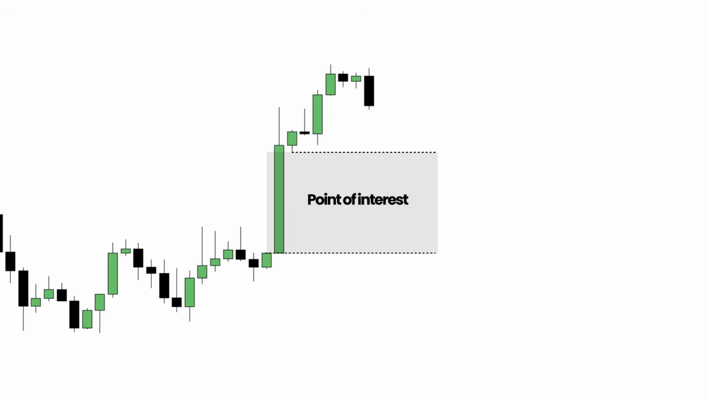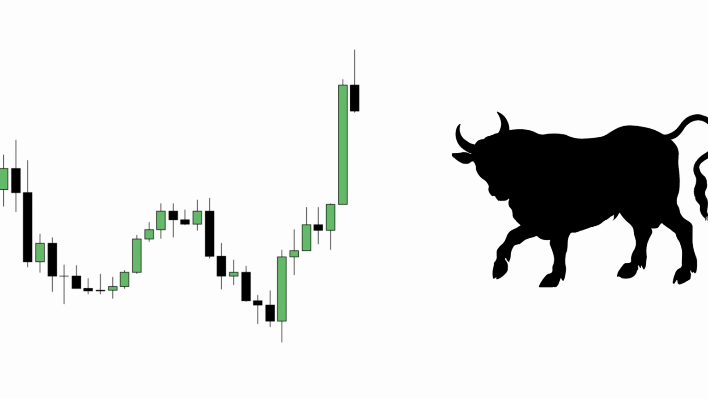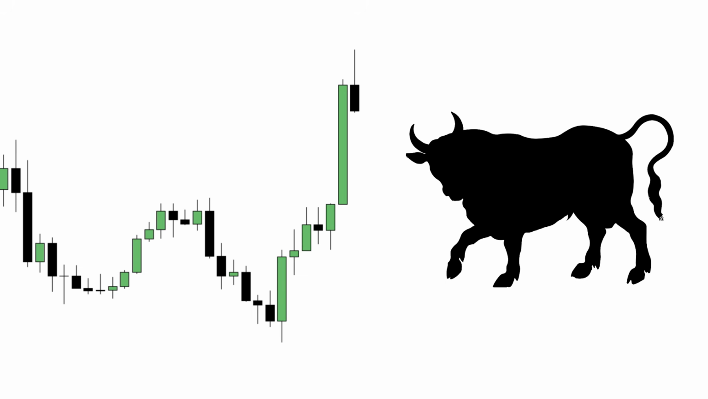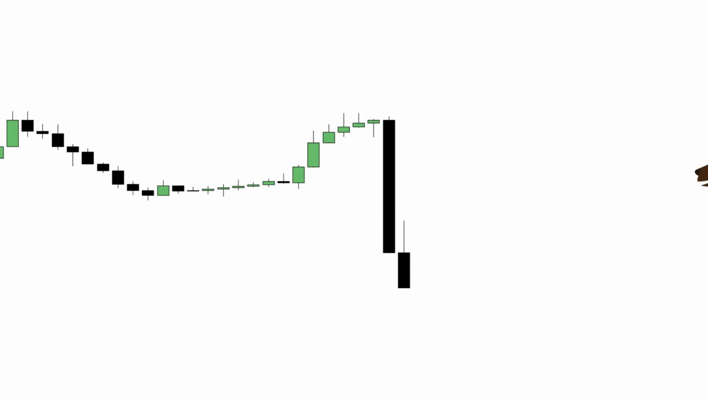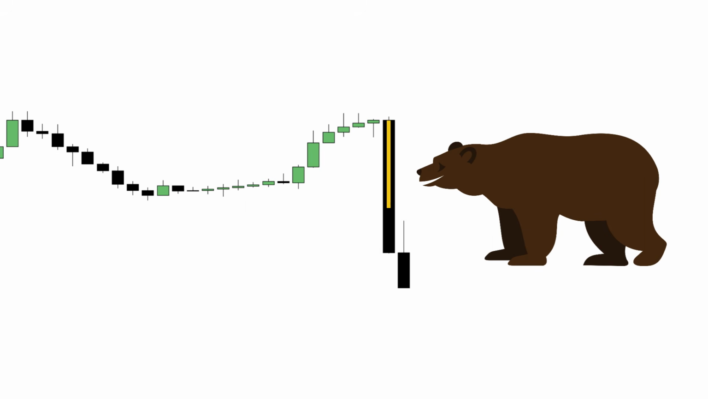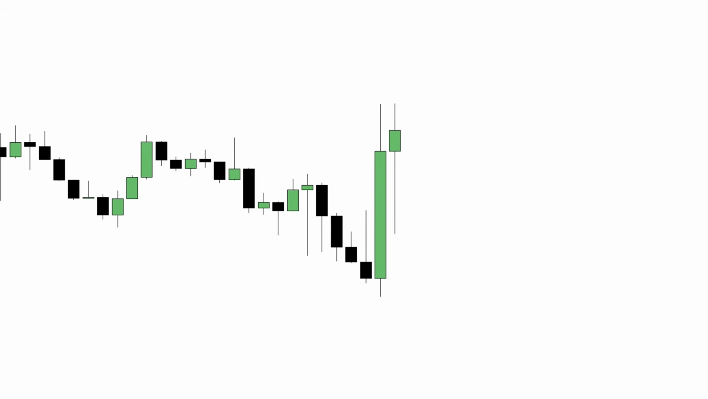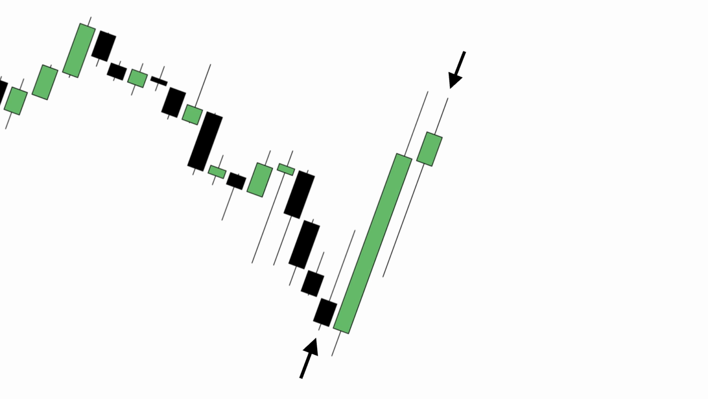This concept works in both directions. In a bullish market, a fair value gap forms during an aggressive move higher. In a bearish market, it forms during an aggressive move lower. Just remember, if there's no gap between the first and third candles, then there's no valid fair value gap, no matter how large the middle candle is.